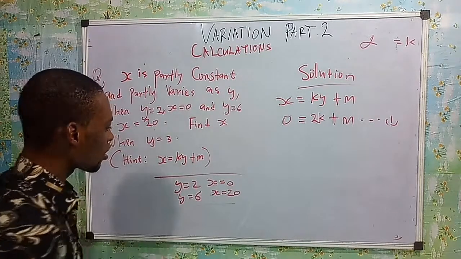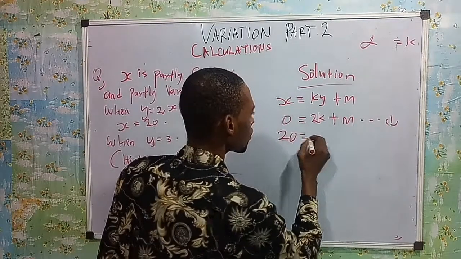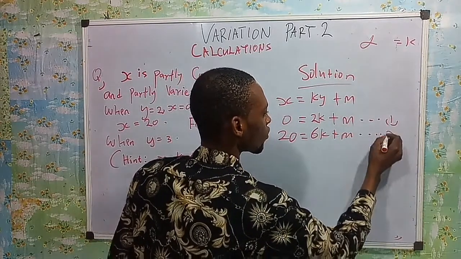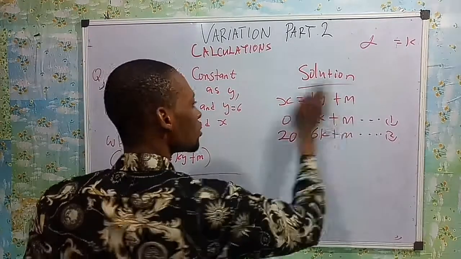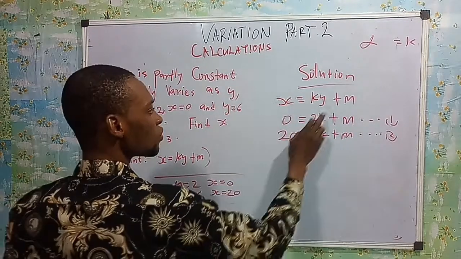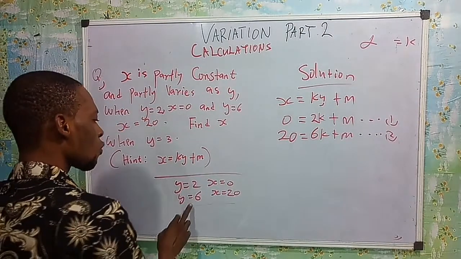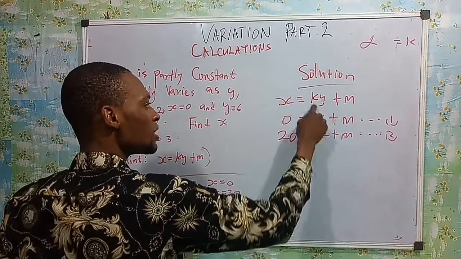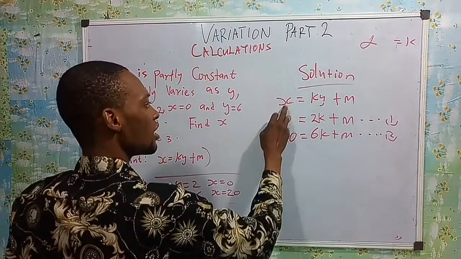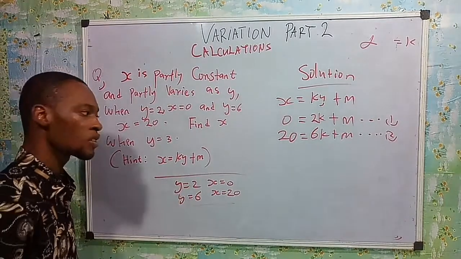Now the second set: y is 6 when s is 20. So s is 20, y is 6, so 20 equals 6k plus m. All we did there was to substitute into this equation. This is the equation. So from the first one, s is 0, y is 2. So we bring the same equation and substitute the second set. Anywhere you see y equals 6, the k remains. Nothing has happened. We've not done anything. So let's solve the equations simultaneously.